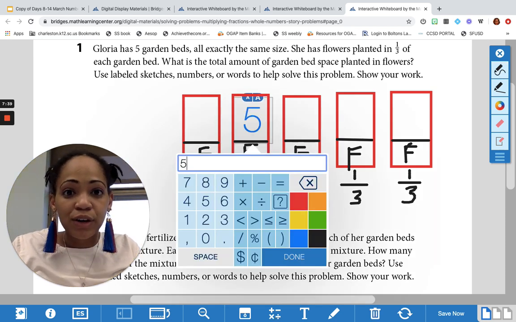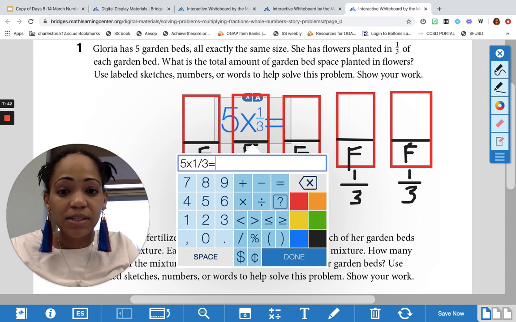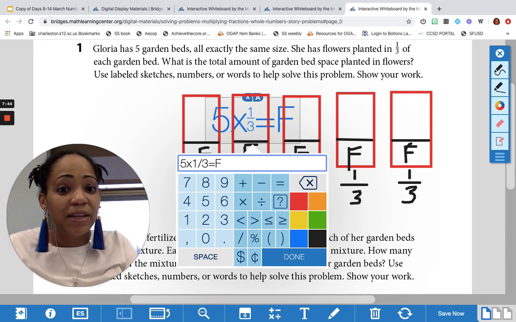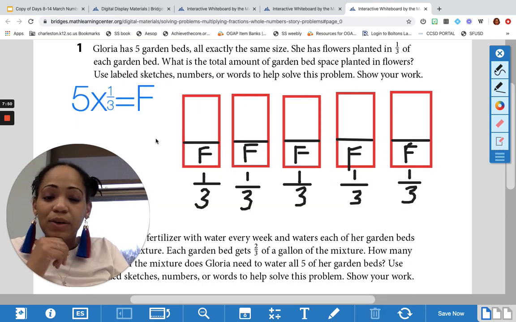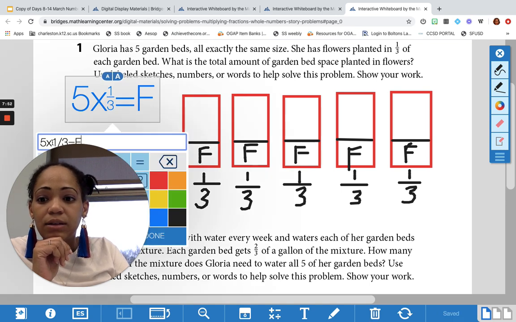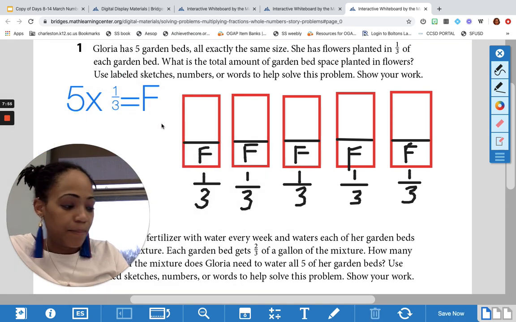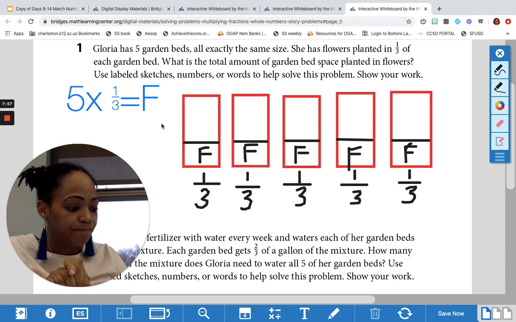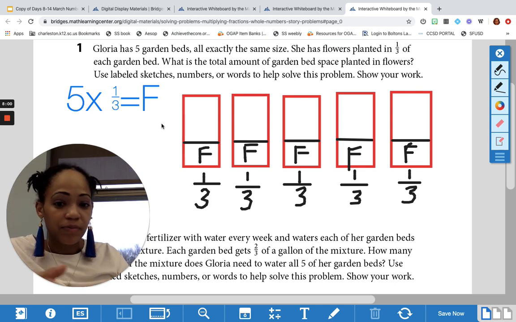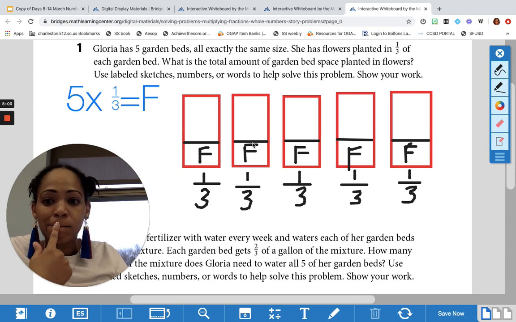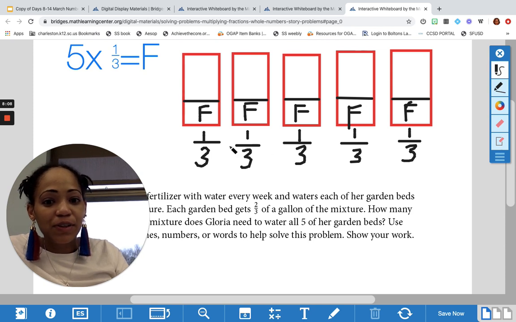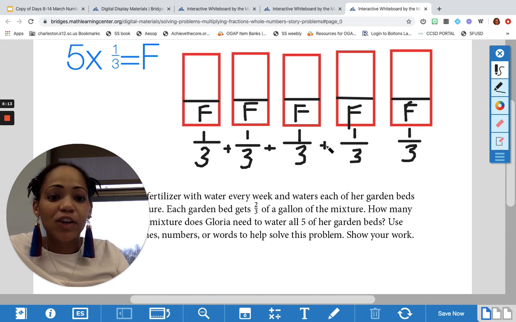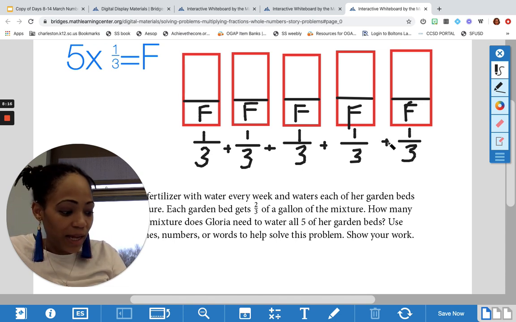We have 1/3 5 times, which would be 5 times 1/3 is going to give us how many flowers? So here is my equation, and I want you guys to solve for that. What are you thinking? How can I solve it? Good. I'm going to add a symbol here because hopefully you thought about it like this. 5 times 1/3 is the same thing as saying 1/3 plus 1/3 plus 1/3 plus 1/3 plus 1/3. Did you think about it like that?